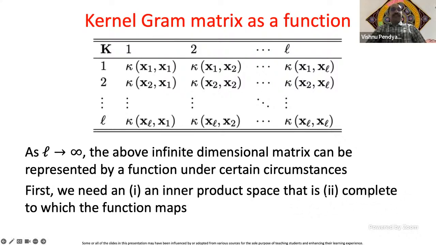What are the properties? First and foremost, we need an inner product space. That means we need a set where inner products are defined properly, and the space to which this function maps should be complete. So that's what brings us to Hilbert spaces. Remember, we said that the dual is in the Hilbert space. So that's what we are going to do now. Each element of the Mercer kernel basically lives in the Hilbert space.